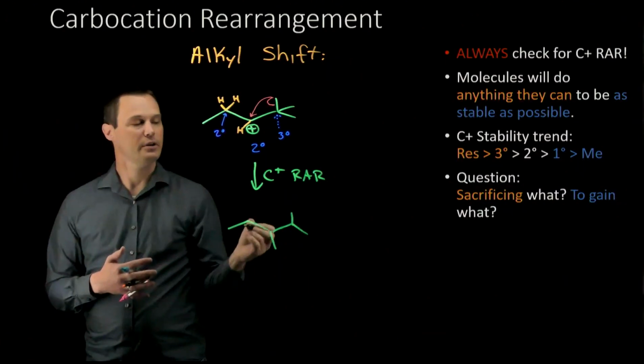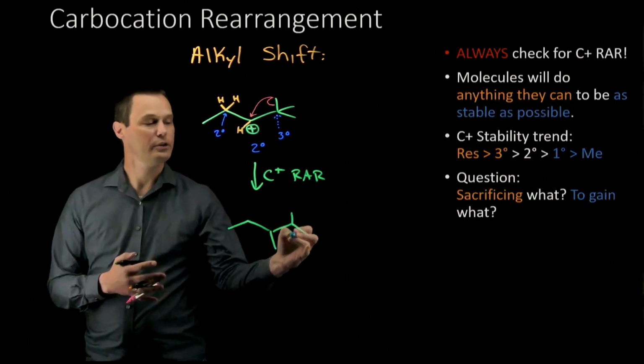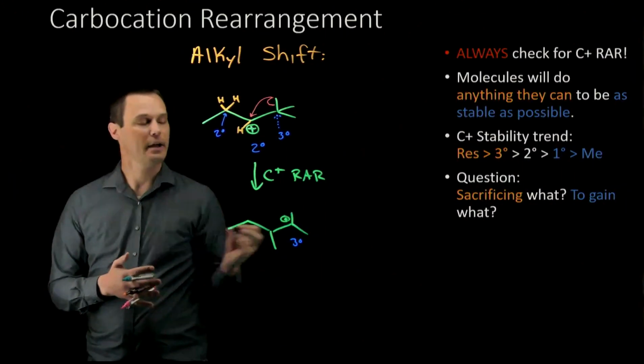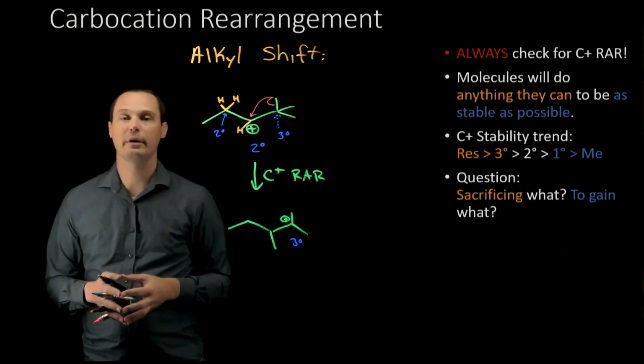Now the methyl group is attached here to this carbon. It has left this carbon on the right. This carbon on the right is now a tertiary carbocation. It is now missing its electron. It is now a carbocation. We have rearranged the carbocation from a secondary carbocation to a more stable tertiary carbocation.